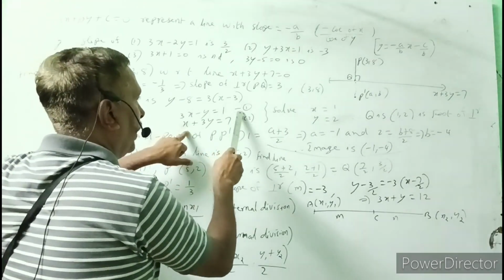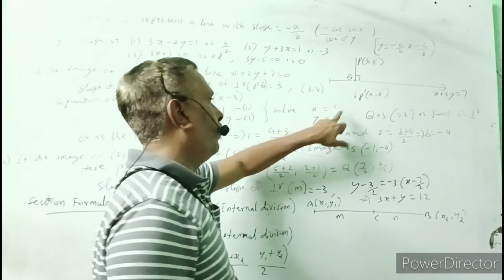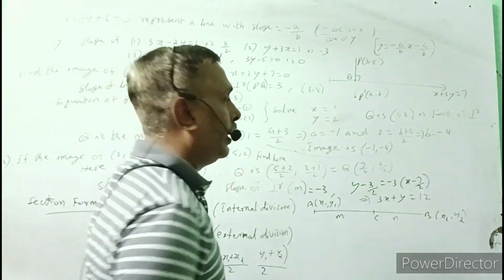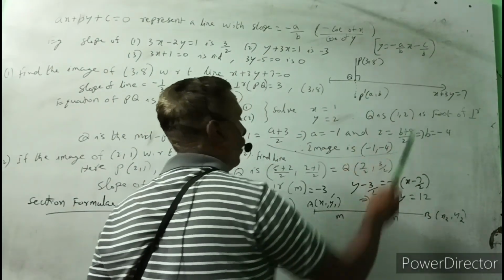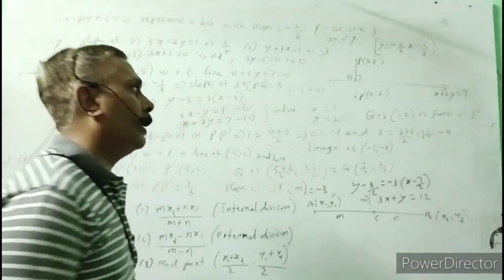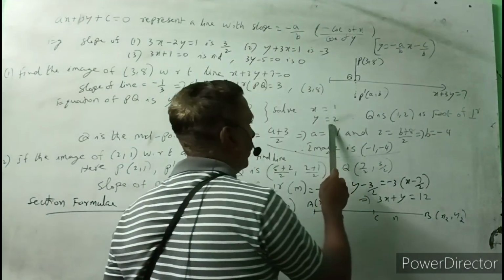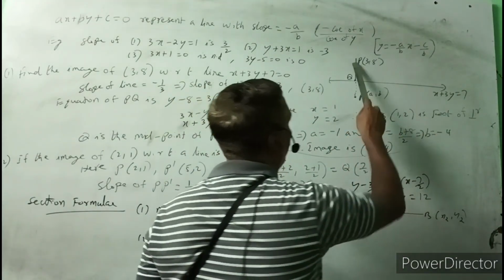This is the equation of the perpendicular PQ, and this is the given equation. By solving, you will get x is equal to 1 and y is equal to 2. Do any method. Now that point is the point of intersection. So Q is (1, 2). In 10th standard we studied point of intersection. So Q point is (1, 2). This Q is also called the foot of the perpendicular.